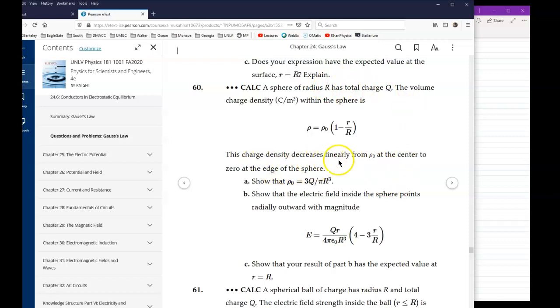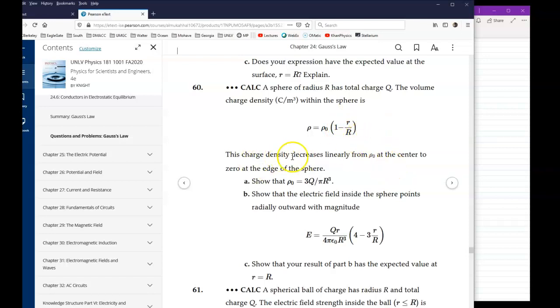This charge density, I'm sorry, is decreasing because of the minus sign. This charge density decreases linearly from rho naught at the center to 0 at the edge of the sphere. Now it's increasing actually in magnitude, but because of the minus sign it's getting more negative, so that's why you say it's decreasing. But if you ignore the minus sign and make it a plus, it's actually increasing linearly. Make sense?